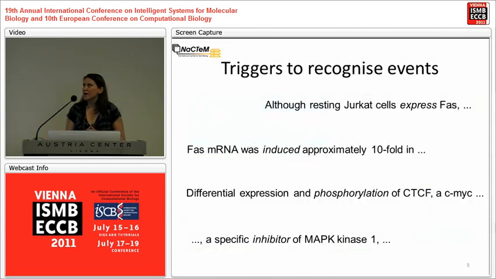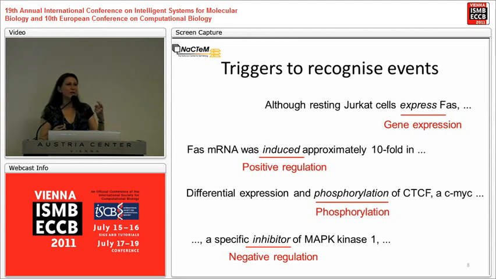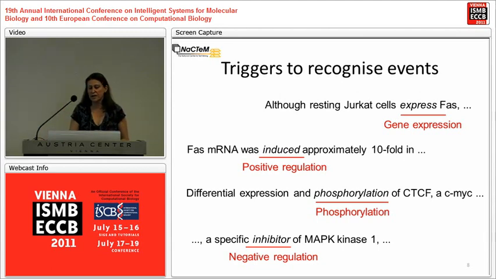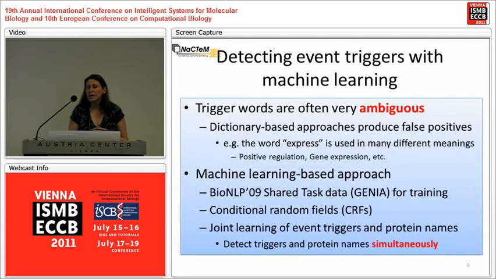So how do we recognize events? We use triggers, and those are some examples, like resting circuit cells express. You can see here the triggers for gene expression, for positive regulation, for phosphorylation, and negative regulation. So in FACTA Plus, when you're extracting the events, you also see the triggers appearing in text. So you're extracting concepts, but also types of phosphorylation and negative regulation. The event triggers, as I said, indicate the existence of events, and they're used as event indices. So how can we do that?